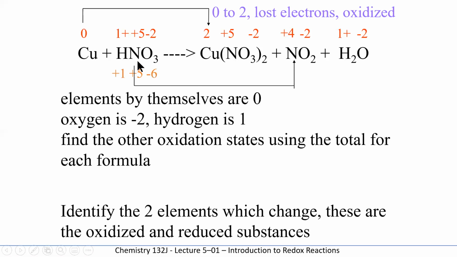Now, similarly, if we look for a change, the hydrogens and the oxygens don't often change. Nitrogen is going to change from +5 to +4, so it must have gained an electron. A +5 state can only change to a +4 state if it becomes more negative, and it does that by gaining electrons. So we say the nitrogen in the nitric acid has been reduced.